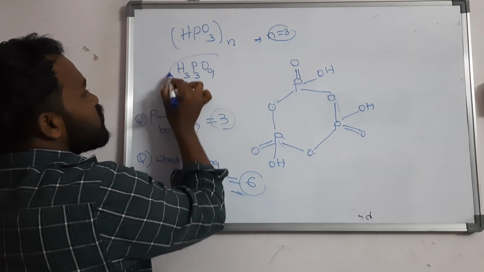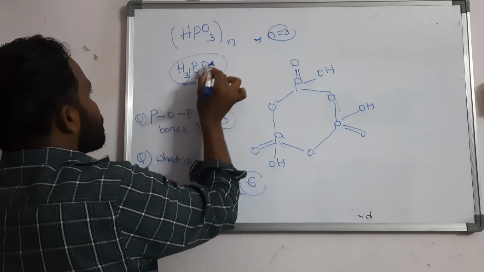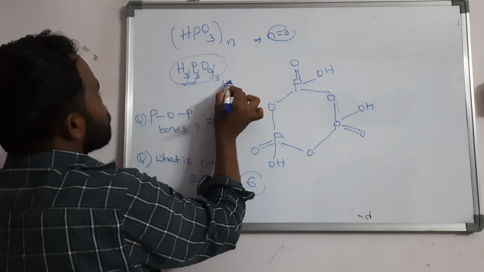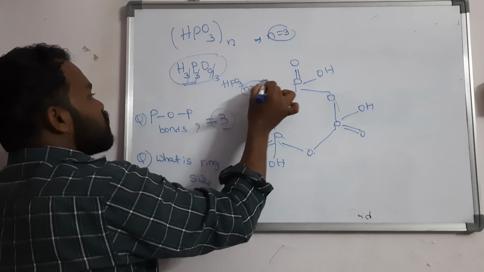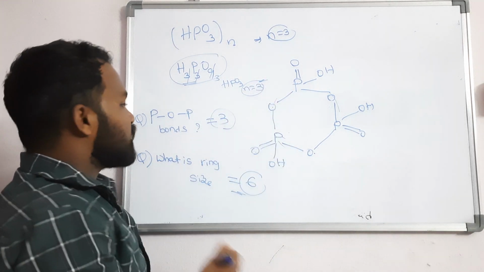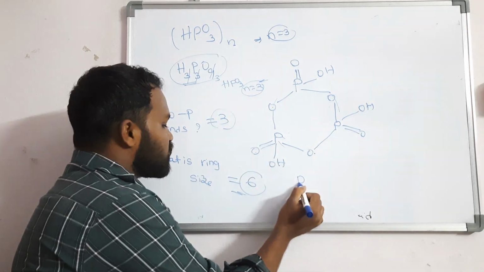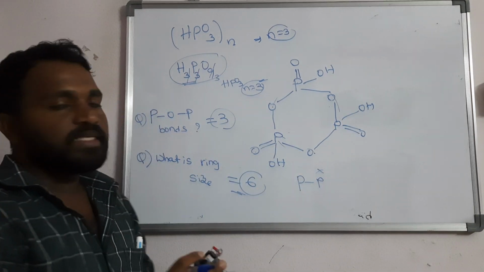By knowing this, for H3PO3 you should write 1, 1, 3. You cut the 3 and you get HPO3, which means n is equal to 3. So what is the ring size? What are the POP bonds? The PP bonds are 0. PP bonds are 0. This is good, okay.